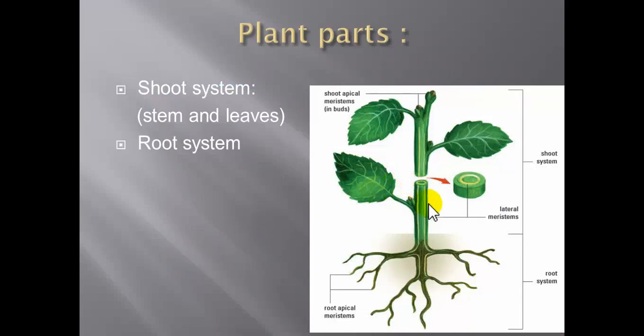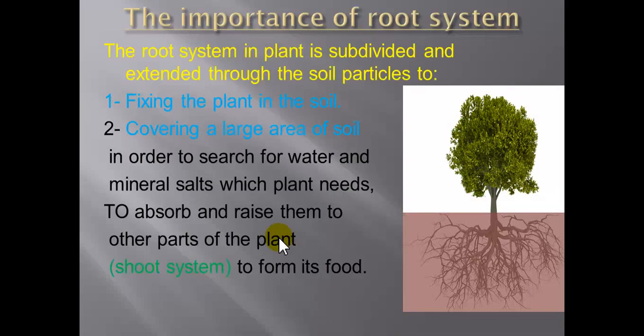Let's see plant parts. A plant consists of two main parts: the shoot system, stem and leaves, and the root system under the soil. What is the importance of the root system for the plant? The root system in the plant is subdivided and extended through the soil particles. Number one, fixing the plant in the soil. Roots fix the plant in the soil.